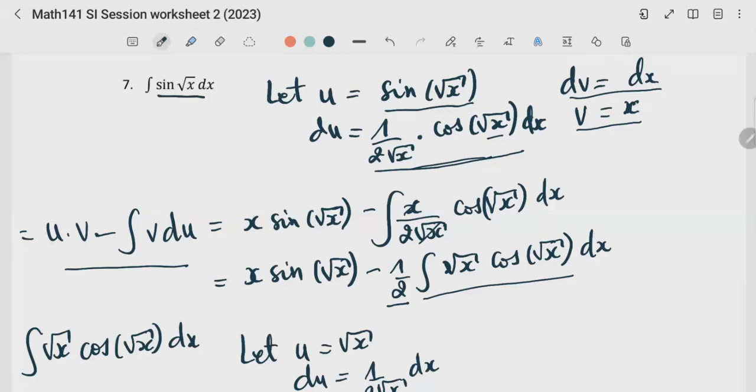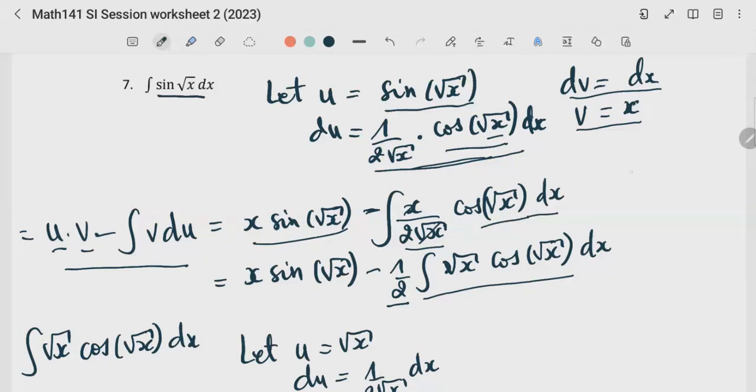So it tells us that we have to multiply u by v. So u, which is our sine root x, by v, which is x. So x times sine root x, right? Minus the integral of v du. So x times du, which is 1 over 2 root x, right? So that would be x over 2 root x multiplied by cos of the square root of x dx. Right? So that's up to there.